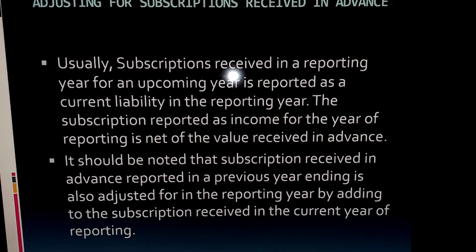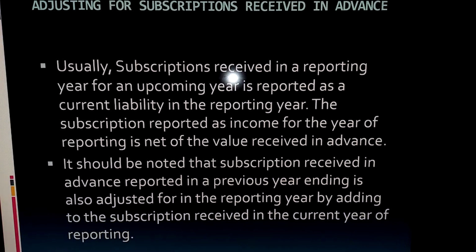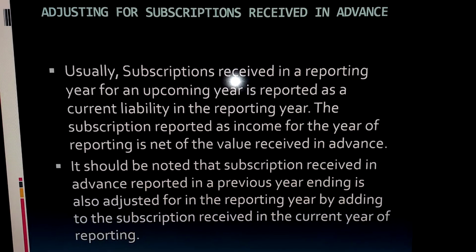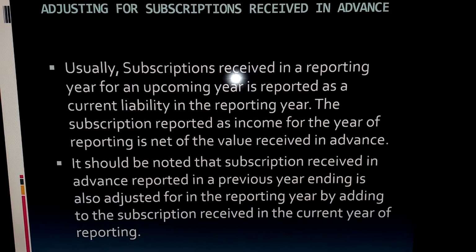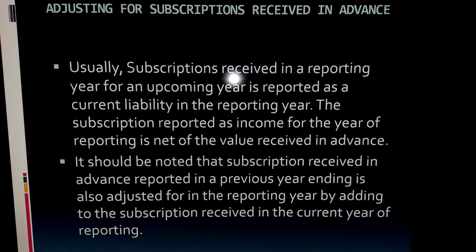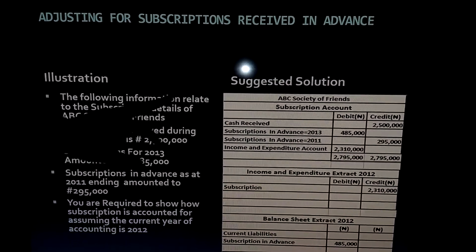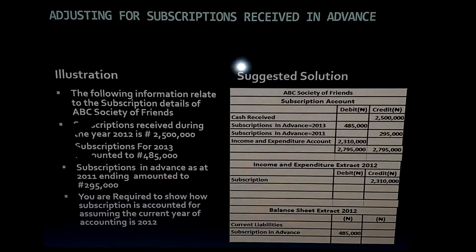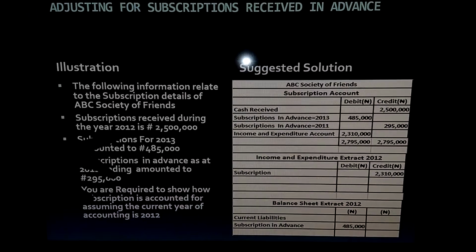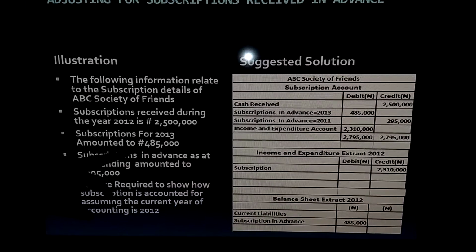Basically, you add any subscription in advance to the one received during the year, and then you less whatever advance is received for the reporting year, and then add any one that is in advance at the beginning of the year. So here is a simple illustration. The following information relates to the subscription details of ABC Society of Friends. Subscription received during the year 2012 is 2.5 million. Subscription for 2013 amounted to what?